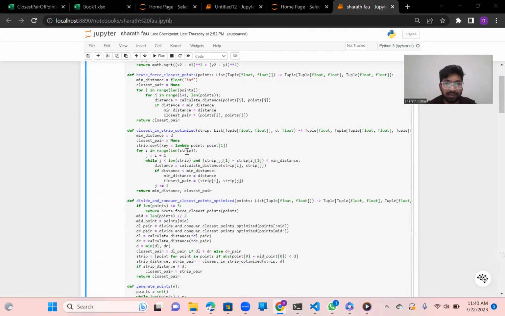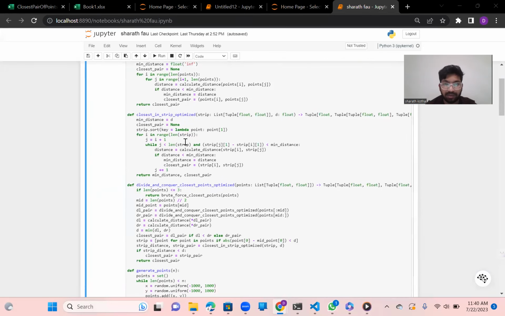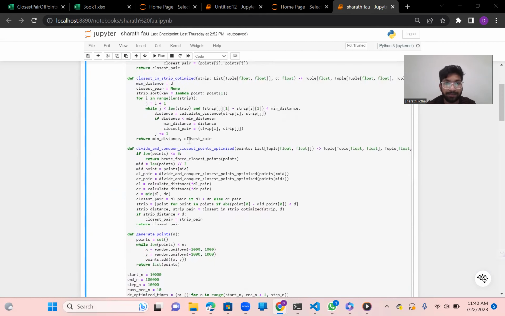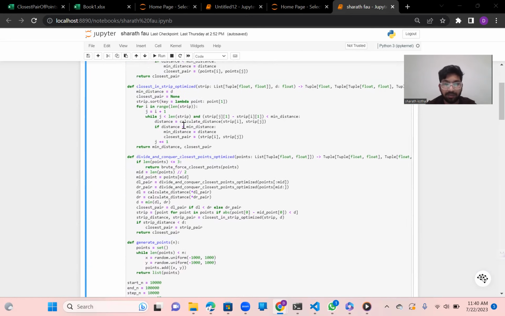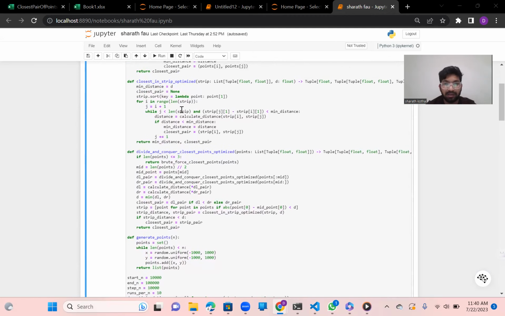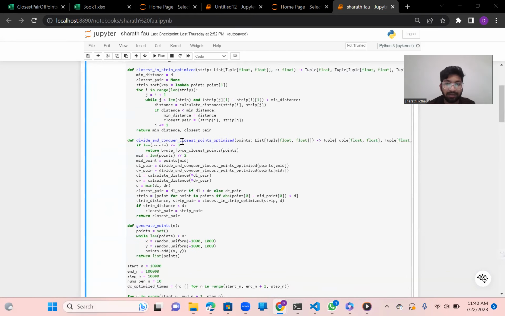The function implementing this algorithm is named brute force closest points. At the start of this function, we initialize the minimum distance to infinity and the closest pair to null. This sets up the variables we'll need to keep track of the closest pair of points. Next, we have two nested loops that iterate over all pairs of points. For each pair, we calculate the distance between the points. If the distance is less than the current minimum distance, we update the closest pair. This process continues until we have checked all possible pairs of points.